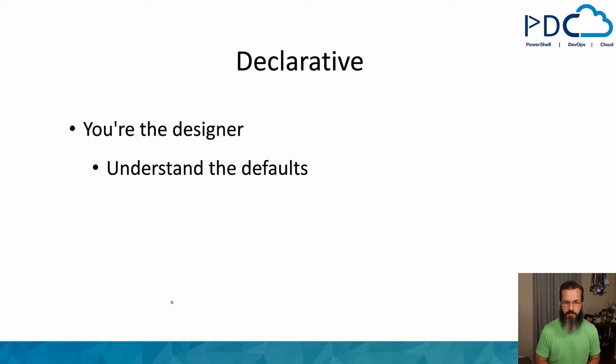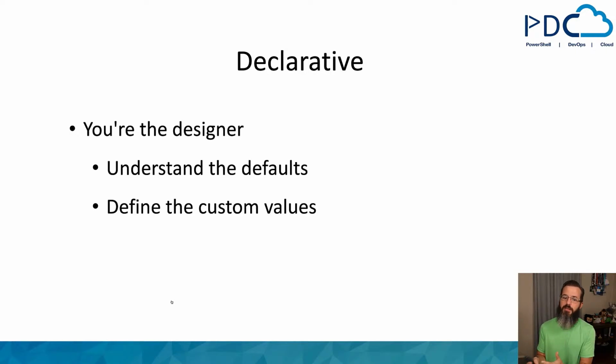So to wrap that up, some important parts there. Moving from imperative to declarative, here you are the designer. You control what the design is of the object that's being managed, in this case, a virtual machine, and you let Terraform, again in this example, do all of the work to get it to that end result. So you have to understand those defaults, but still define the custom values that you need to modify in order to create that object.